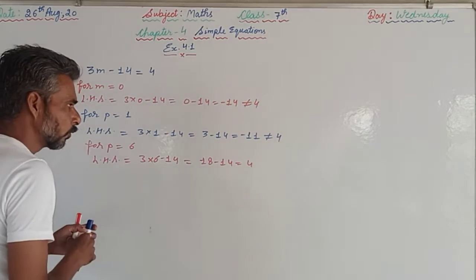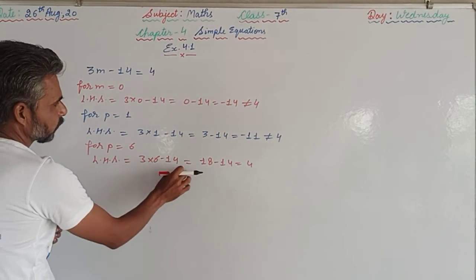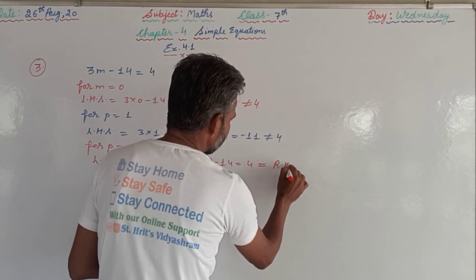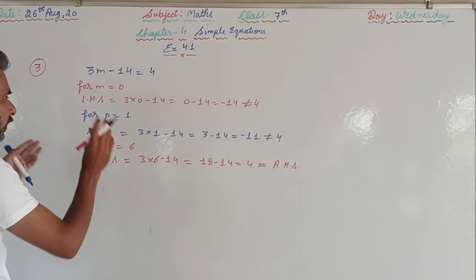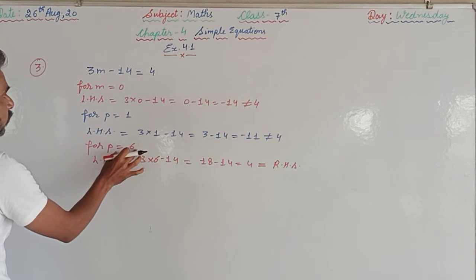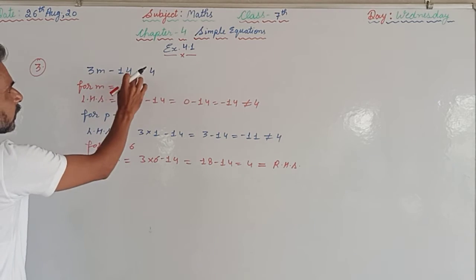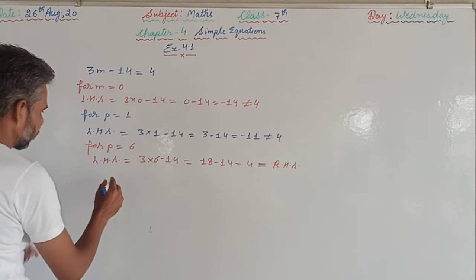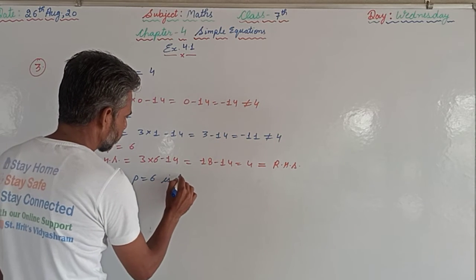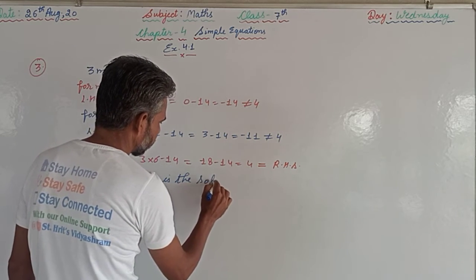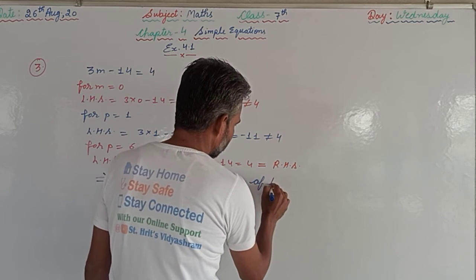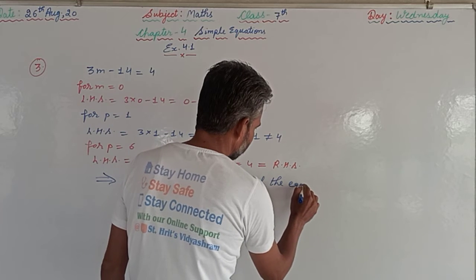That is equals to 4. 3 sixes are 18, 18 minus 14, that is 4, and that is equals to the right hand side. Hence we started from left hand side and we reached the right hand side with the value 6. 3 sixes are 18, 18 minus 14, that is 4. Hence we can say 6 is the solution of the equation.